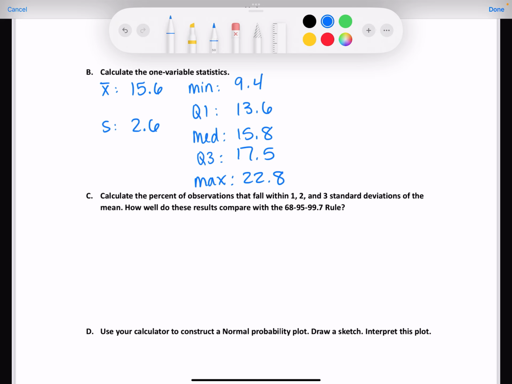All right, so this next part, we want to go ahead and basically draw what this model should look like. So we're going to draw our curve, put our mean, and then go out 3 standard deviations each direction. And then we're going to see how well it compares with the 68, 95, 99.7 rule when we actually look at our data, if most of the data falls in that area and so forth.